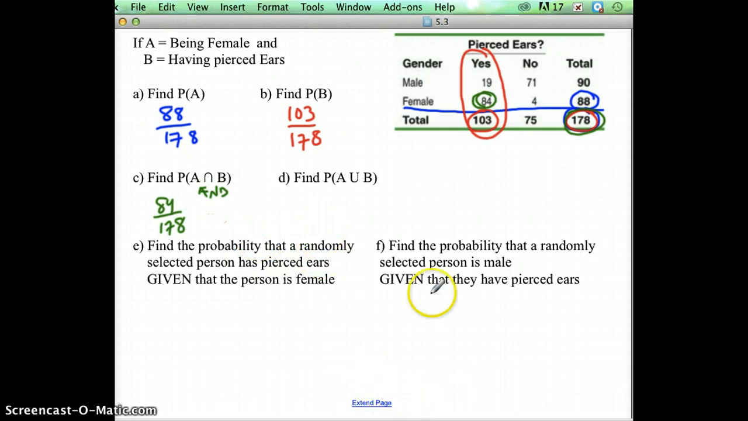Okay, now the next one is the probability of A union B. That also means or, A or B. So the probability of being female or having pierced ears. Now there's an overlap. There are some females with pierced ears. Anytime you have an overlap, you need to find the probability of A plus the probability of B and then subtract off the overlap, which is the probability of A and B.